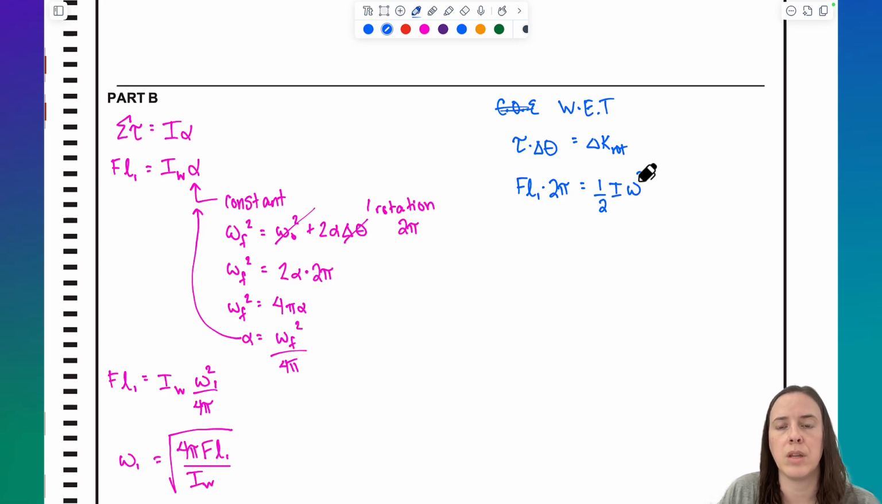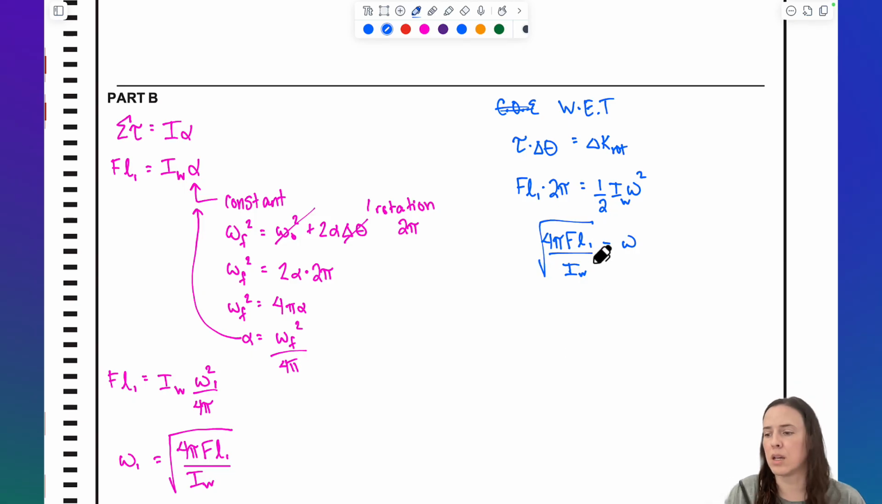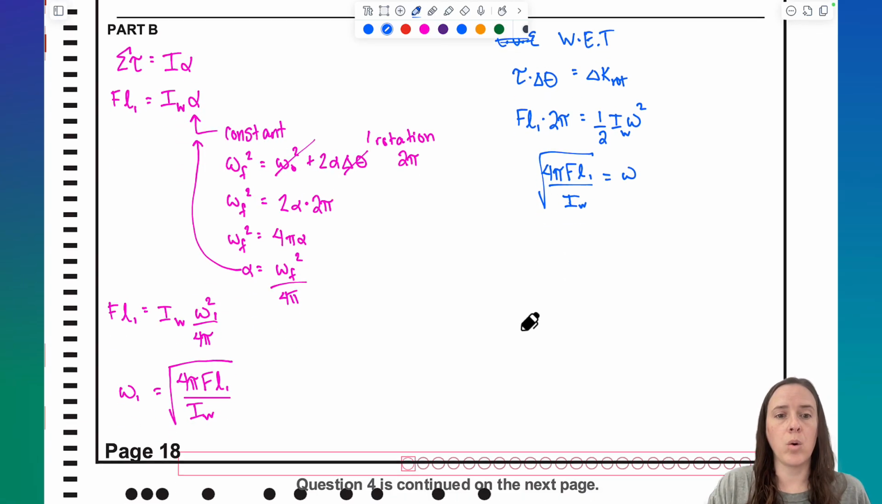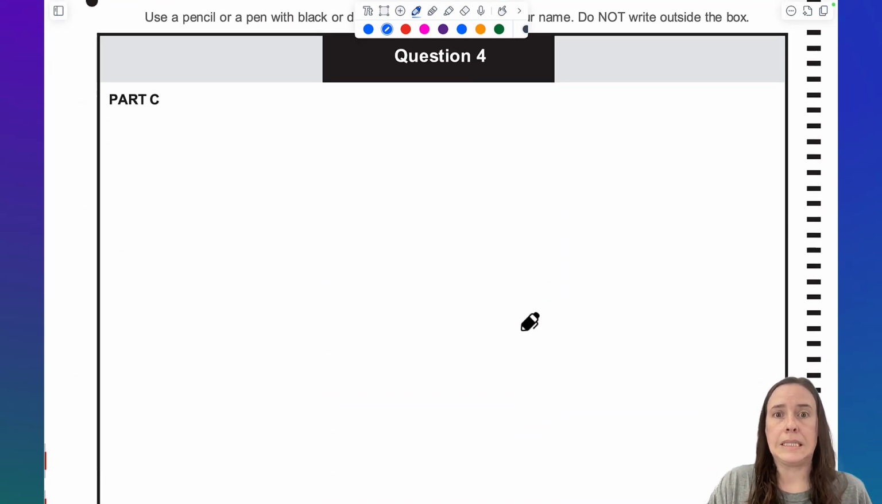So if we do the same thing, solve for omega, that gives me 4 pi F L over I, and I forgot the W. W is equal to omega squared, so I can square root it, and I'll get the same thing. So you can do it either way, which is nice. Love that.